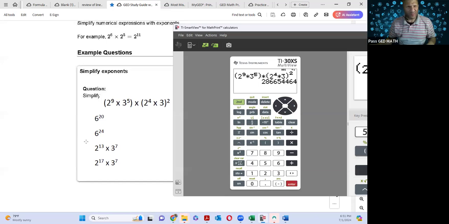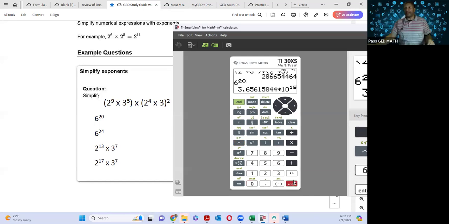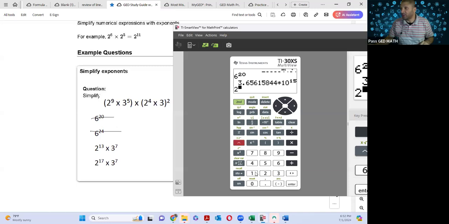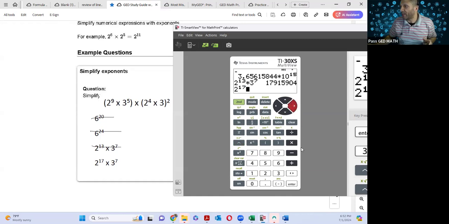I said, okay. Well, where did you go from there? He said, since I know the multiple choice, one of those answers, I put each of those answers in until I got the same number. So I went to the first one and I said 6 to the 20th. That's not it. If I know 6 to the 20th is too large, I know 6 to the 24th can't be it, because 6 to the 24th is an even larger number. Then I went to the third one and I typed in 2 to the 13th times 3 to the 7th, and I still didn't get the same answer. But I wanted to make sure, Mr. Tinsley. So I typed in the last one, 2 to the 17th times 3 to the 7th.